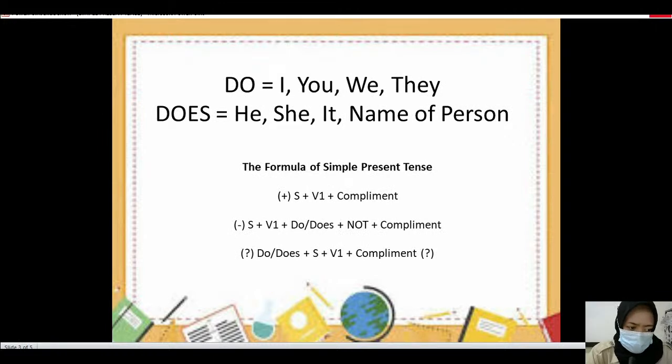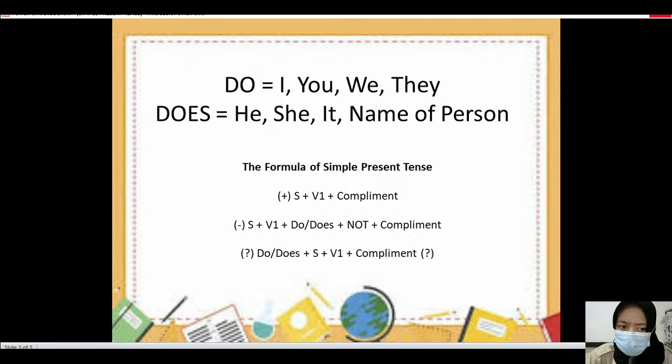Simple present tense does not use to be or continuous tenses. It uses do or does. If you make a sentence with I, you, we, they, you need to use do. But if it is he, she, it, or the name of a person, it is does. Make sentences with this.